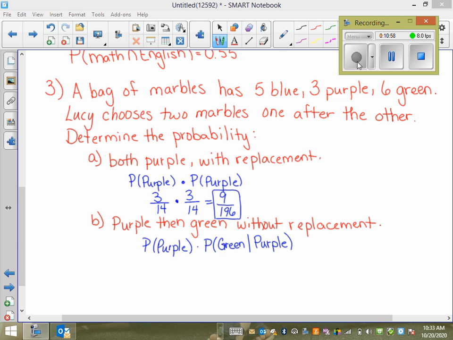Okay? So the probability of purple is 3 out of 14. Probability of green, 6 out of 13. Because even though we didn't go down one on the 6, we are going to decrease by 1 on the total number of marbles. So what do we get? Anyone type that in? 9 over 91.